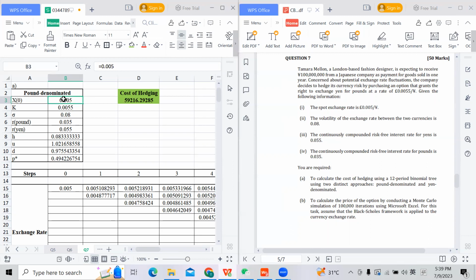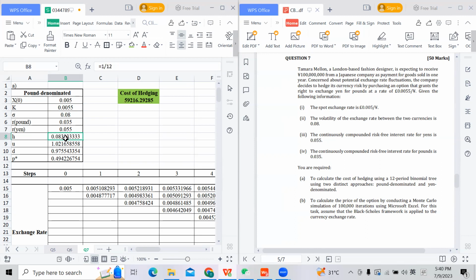So now X0 is 0.05, K is 0.005, and the exchange rate volatility is 0.08. For this part we need to pay attention because there are two kinds of rates. The domestic rate is 0.035 and the foreign rate is 0.055. Because we are the England person, our domestic currency is pound.